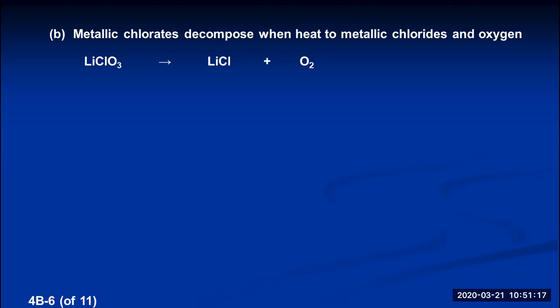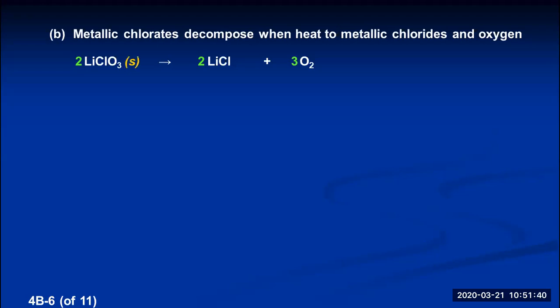Now, because we have 3 O's on the left and 2 O's on the right, you need a common multiple of 6. So I'm going to put a 2 here to get 6 oxygens on the left, and a 3 here to get 6 oxygens on the right, and now the oxygens are balanced. To balance the lithiums and the chlorides, we need a 2 here. Now we have a balanced equation that produces a metallic chloride and oxygen gas.